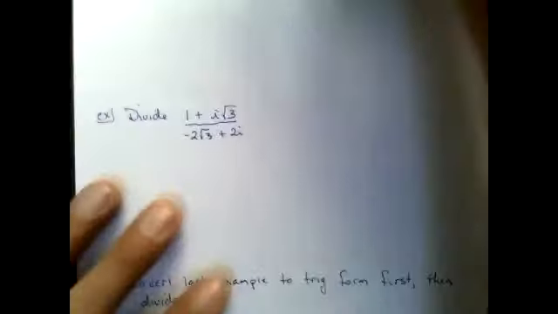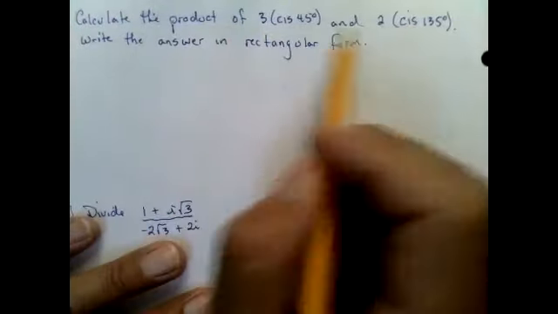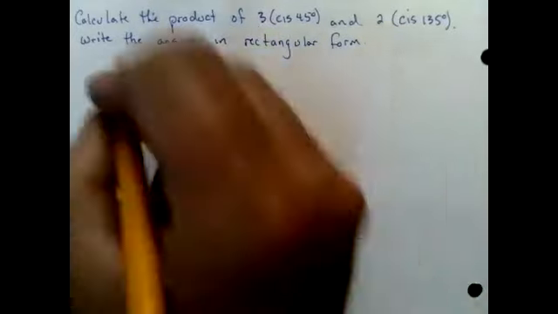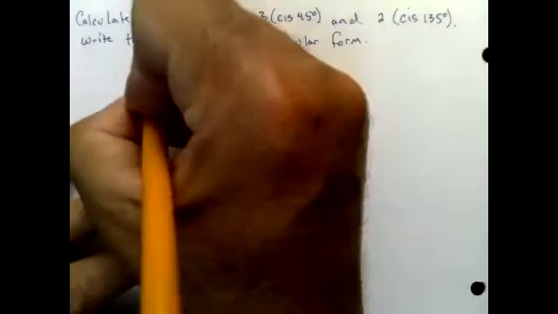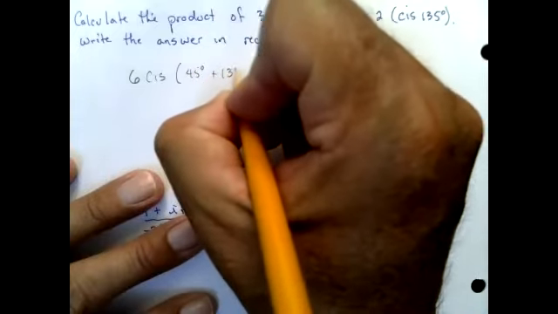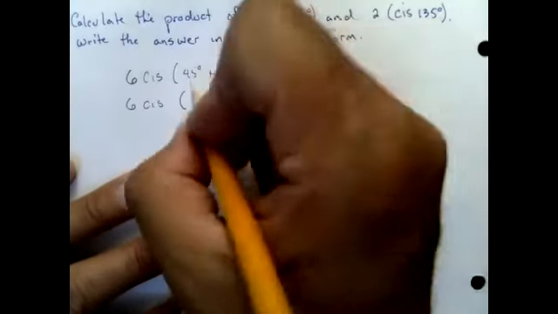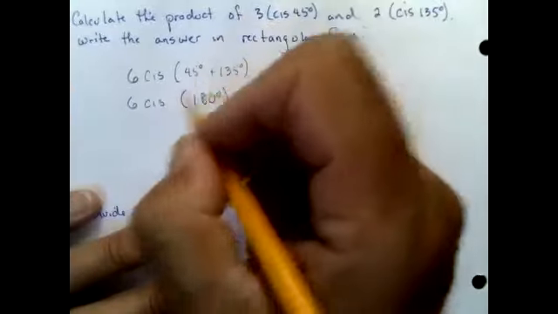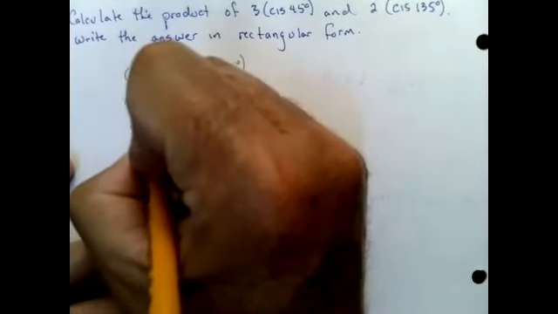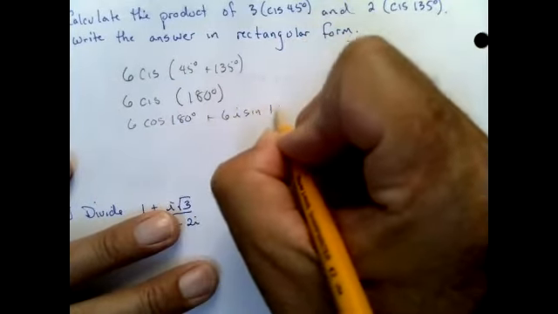Which means now, if I do it on this problem, you're going, hey, I know how to do this because this is what we just talked about. I want the product of this. So that's going to be 3 times 2, 6 CIS, their sum, 45 degrees plus 135 degrees, which is going to be 6 CIS 180 degrees, 6 cosine of 180, plus 6i sine of 180.